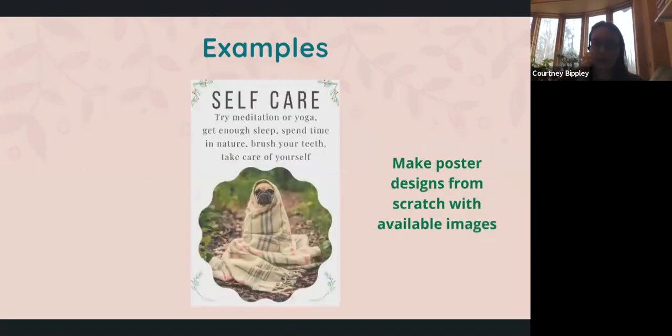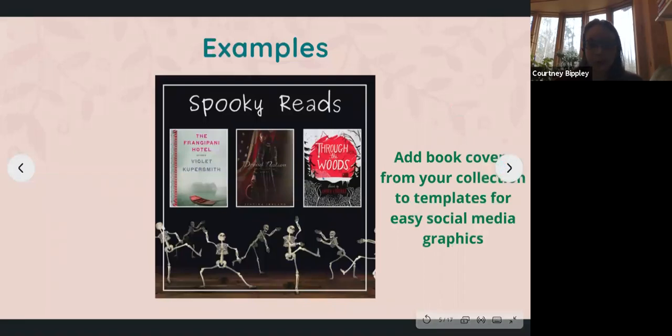This was a poster I made. This wiggly outline thing is a frame that I used. The photo was a stock image in Canva. And I printed it out on many sheets of paper that I taped together as a poster. This was an Instagram post in October. The frames make it very easy to add book covers from your collection and make them all nice and even. And it's incredibly easy to customize these kind of templates because they're pre-made. All you have to do is select the books, which is obviously something we can do very well.